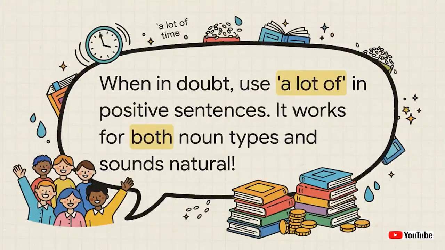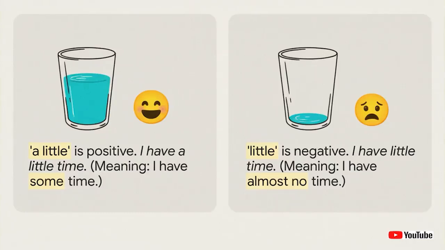Now here is an amazing tip. Seriously, if you are ever in doubt, a lot of is your new best friend. It's this fantastic all-purpose phrase. A lot of friends, a lot of time, a lot of money. See, it works for everything, and honestly, it's what you'll hear people use most of the time in just casual, everyday conversation.